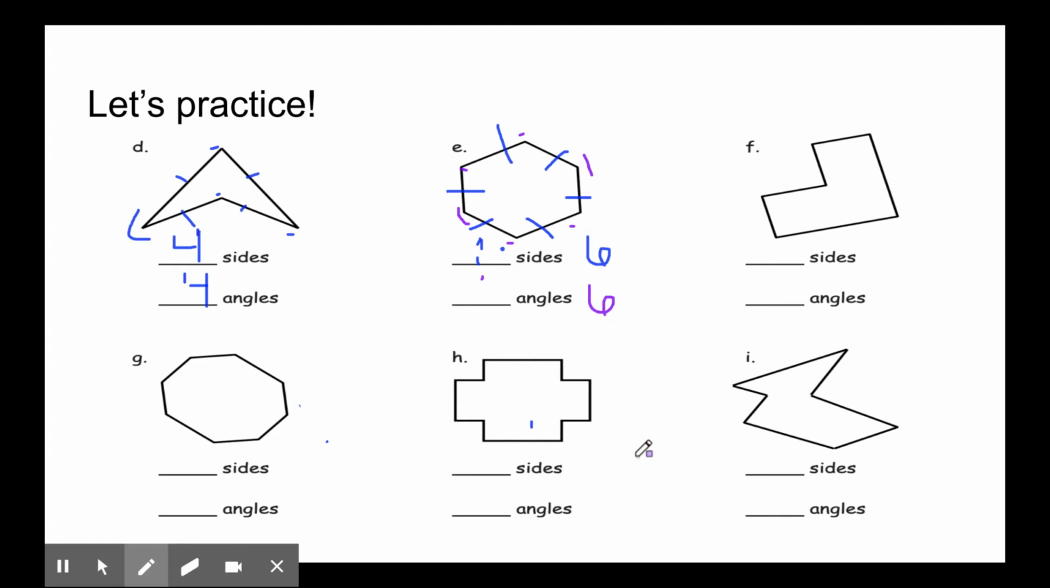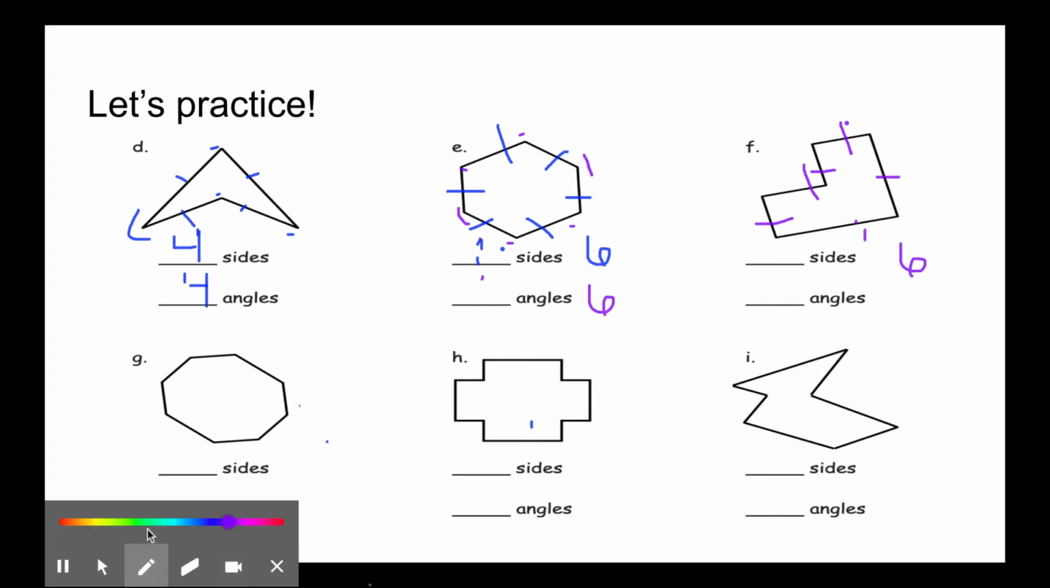6 sides, 6 angles, 4 sides, 4 angles. Let's see if that trend can be true for F. How many sides? 1, 2, 3, 4, 5, 6. 6 sides, just like this E, but it's a different shape. So I'll put 6 sides. And then let's look at angles.